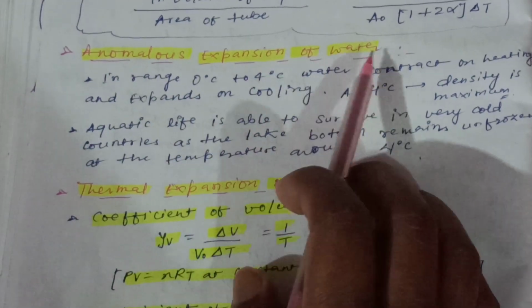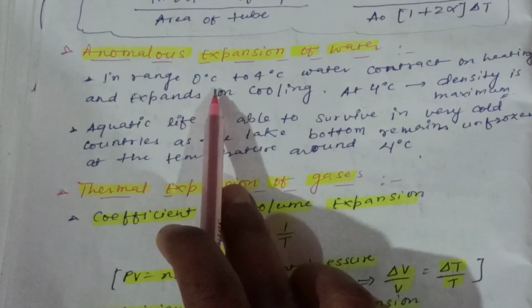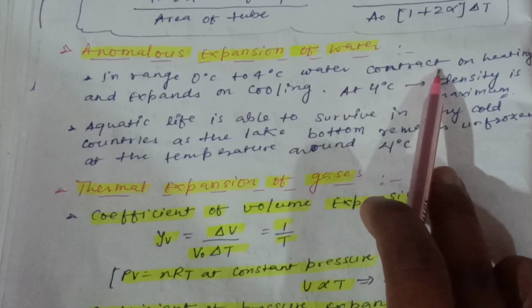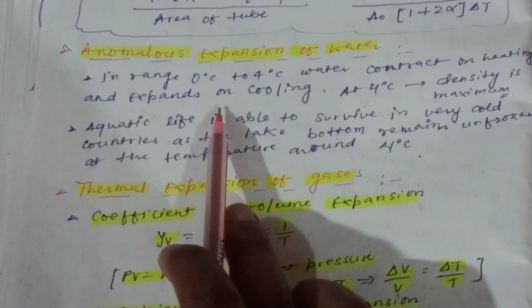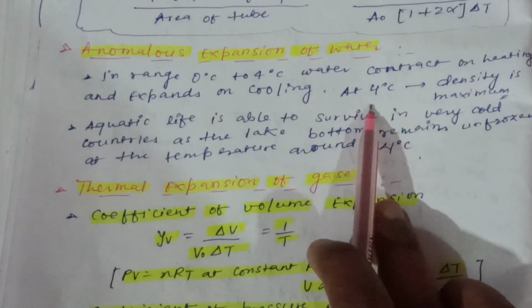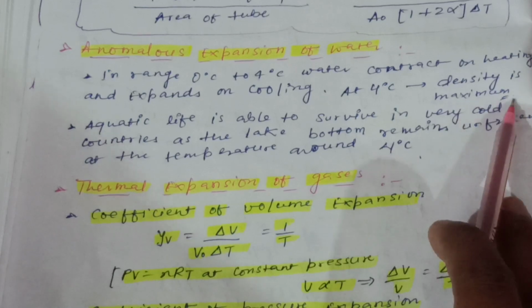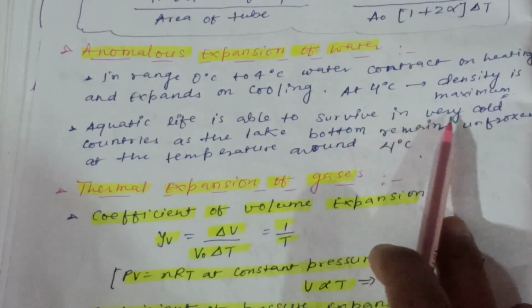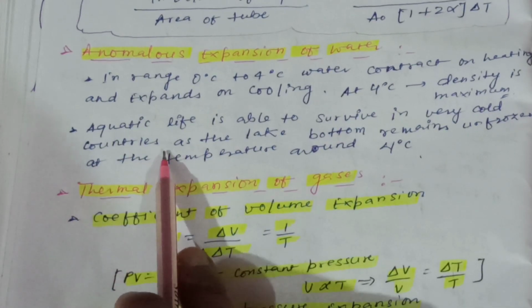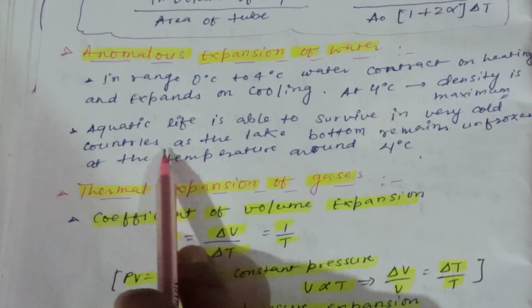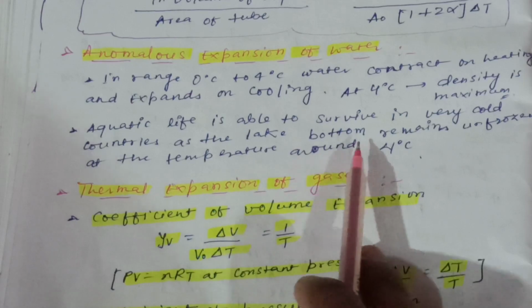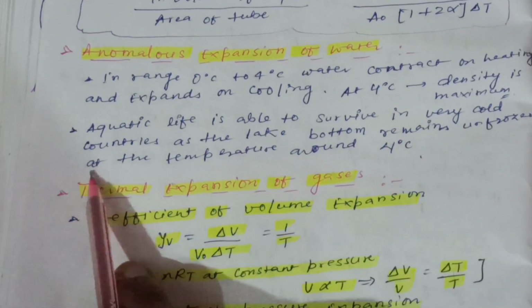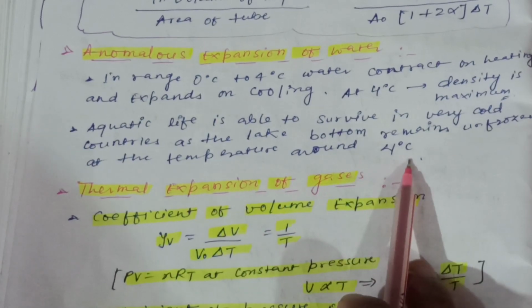Anomalous expansion of water in the range theta 0 degree Celsius to 4 degree Celsius. Water contracts on heating and expands on cooling. At 4 degree Celsius density is maximum. Aquatic life is able to survive in very cold countries as the lake bottom remains unfrozen at a temperature around 4 degrees Celsius.